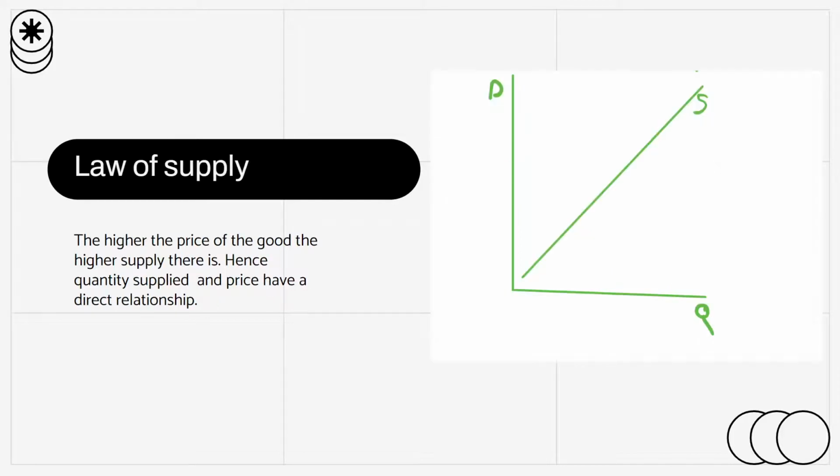Now let's look at the law of supply. If I'm a producer, obviously I want to make the most profit I can. So the higher someone is paying me, the more quantity I'm going to supply. Basically, the law of supply says the higher the price of the good, the higher the supply. Hence, quantity supplied and price have a direct relationship.